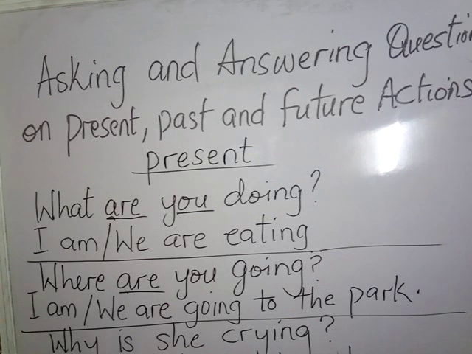And then the next one is, why is she crying? So here it's clear, the is here shows that it's a single person, and the she also signifies that it's a single person that is being referred to here. The response will be, she is crying because. This why question always goes with because. It always goes with something to tell the reason. So she is crying because she is hungry.